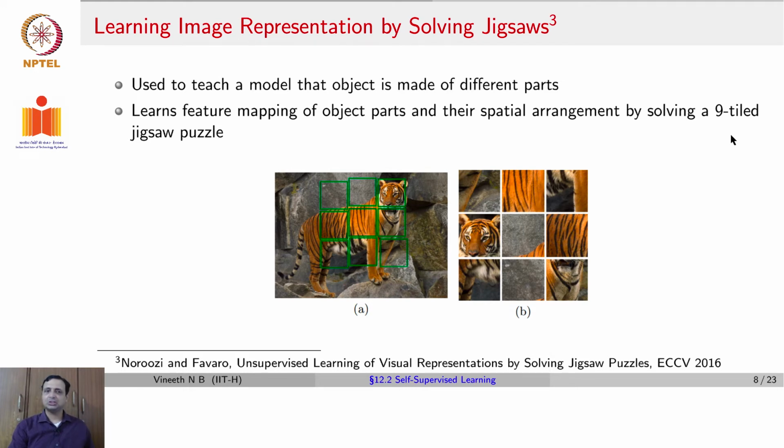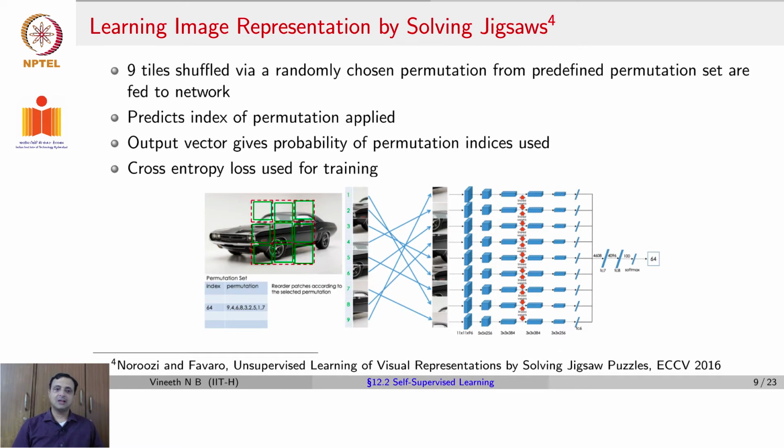But how do you teach a neural network to solve a jigsaw puzzle? This is done using a neural network. 9 tiles are taken from the image, could be the entire image, could be part of an image, are shuffled via random permutation, and a neural network is now asked to predict the right permutation.